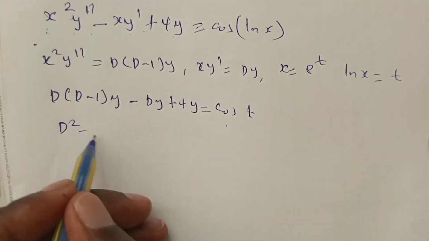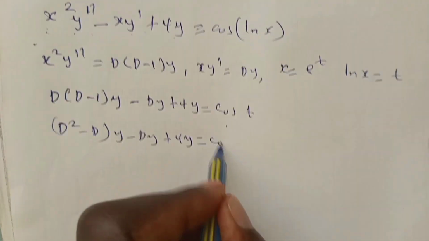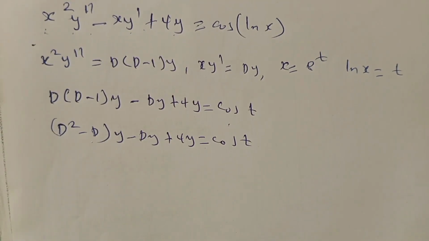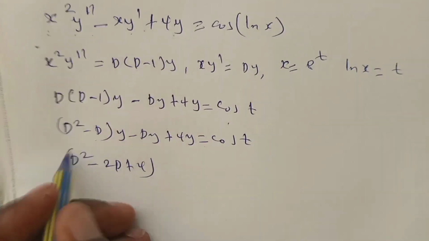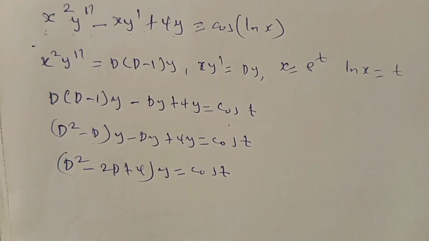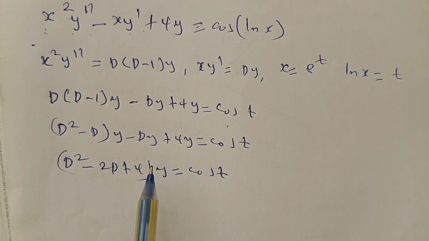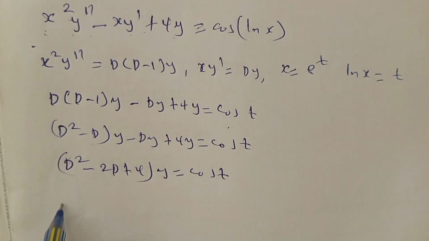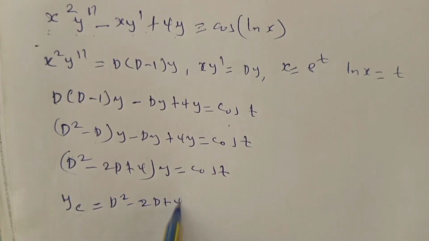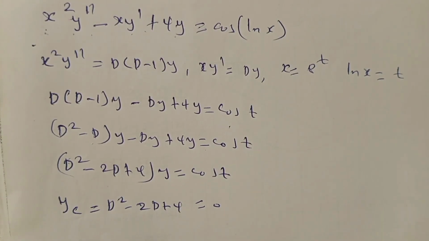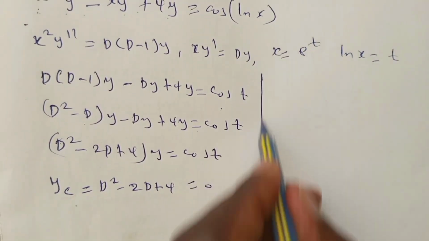So this is D squared minus D into bracket y minus Dy plus 4y is equal to cos of t. Meaning that D squared minus 2D plus 4 y is equal to cos of t. Note that this equation now has become a non-homogeneous ODE with constant coefficients, and it has two parts. So we start with the y complementary, which is D squared minus 2D plus 4 equal to 0. And this one is a quadratic equation whereby we can solve it here.